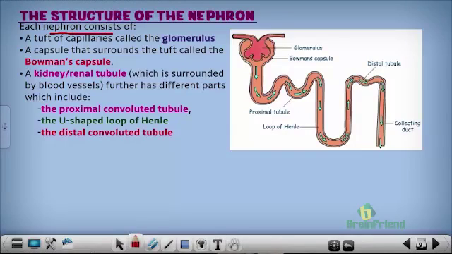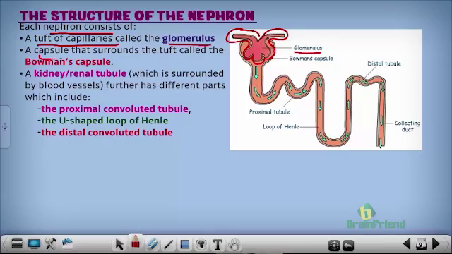Now let's look at the structure of the nephron. The nephron consists of a tuft of capillaries that is called the glomerulus. The glomerulus simply consists of so many capillaries packed into this little corner here. So this area is known as the glomerulus.